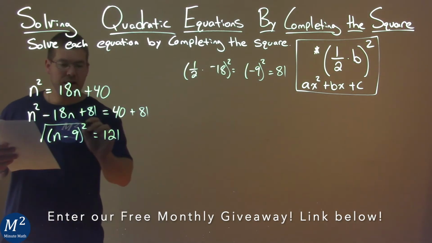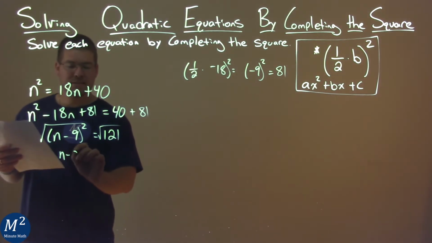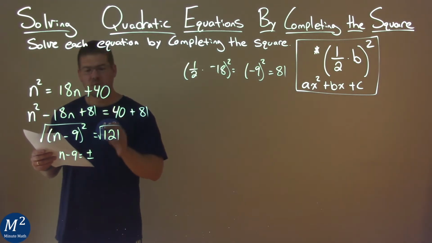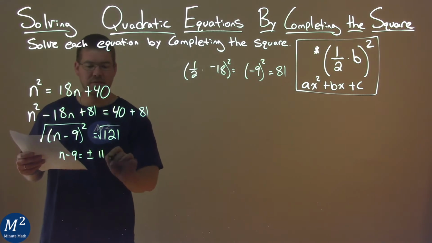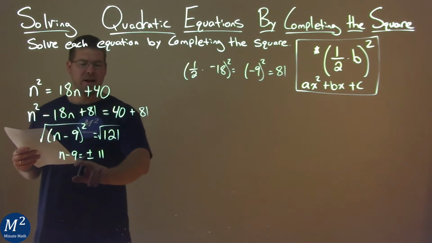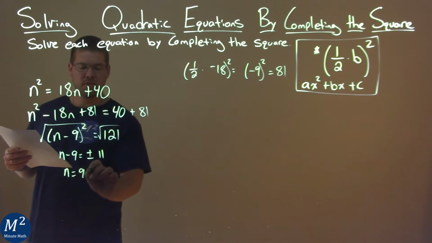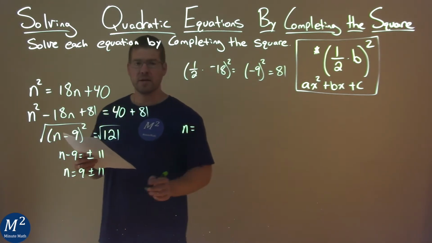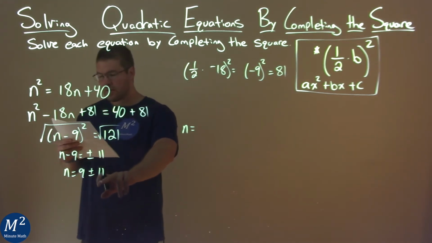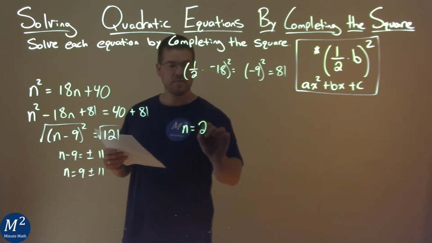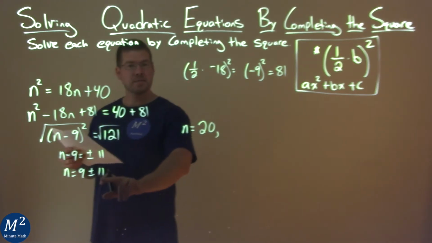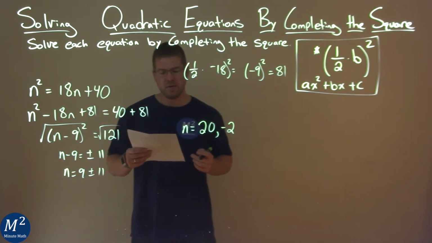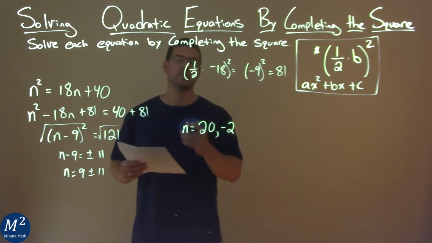Take the square root of both sides here. And I have n minus 9 is equal to plus or minus, and the square root of 121 is just 11. So now I have to add a 9 to both sides, and I have n equals a positive 9 plus or minus 11. So what are my two values for n here? Well, we have 9 plus 11, which gives us 20, and then 9 minus 11, the second one there, is a negative 2. And so my final answer now is just n equals 20 and negative 2.